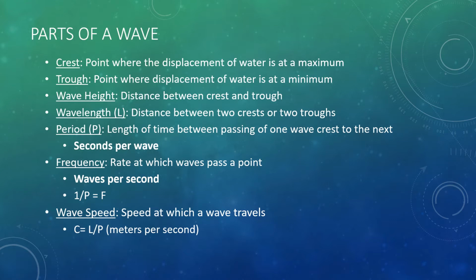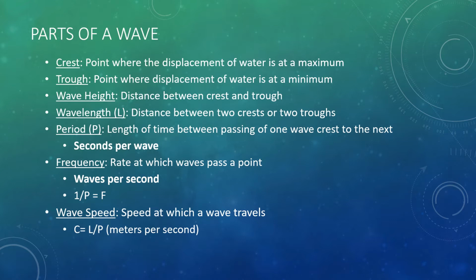All waves have basic parameters that can be measured. Understanding the basic features of how a wave works lets us calculate other wave properties and characteristics. A wave generally has four parts: the crest, the trough, the wave height, and the wavelength. The crest is the point where the displacement of water is at a maximum, or the peak of the wave.